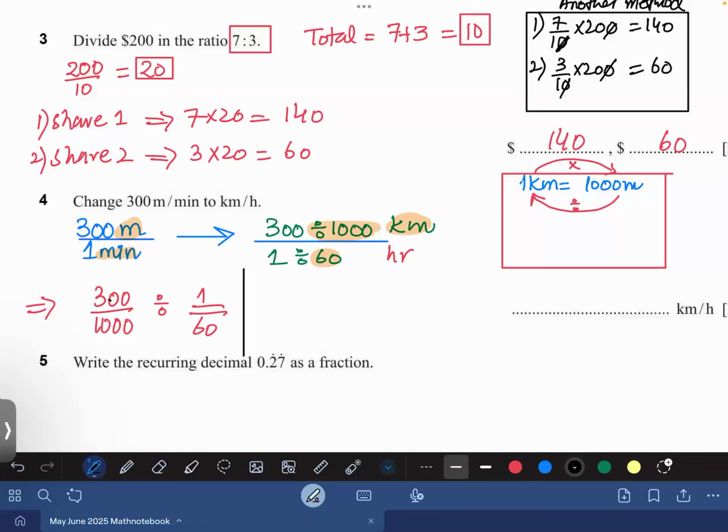So we know that we can cancel these two zeros. So it would be 3 by 10 multiplied by, flipping the right side, 60 by 1. Agree? So now we know that I can cancel 0 and 0. So 6 threes are 18. So the answer is 18 kilometers per hour. Any problem? No sir.